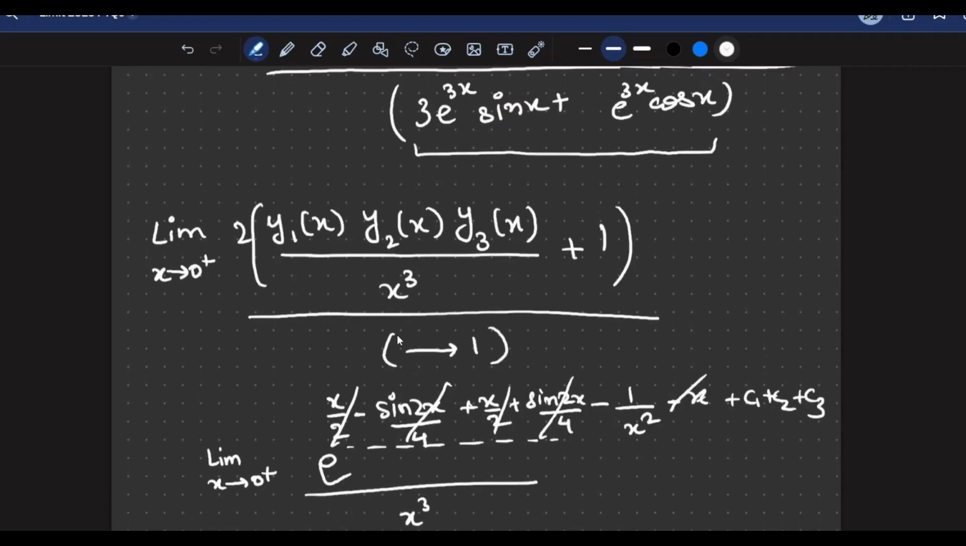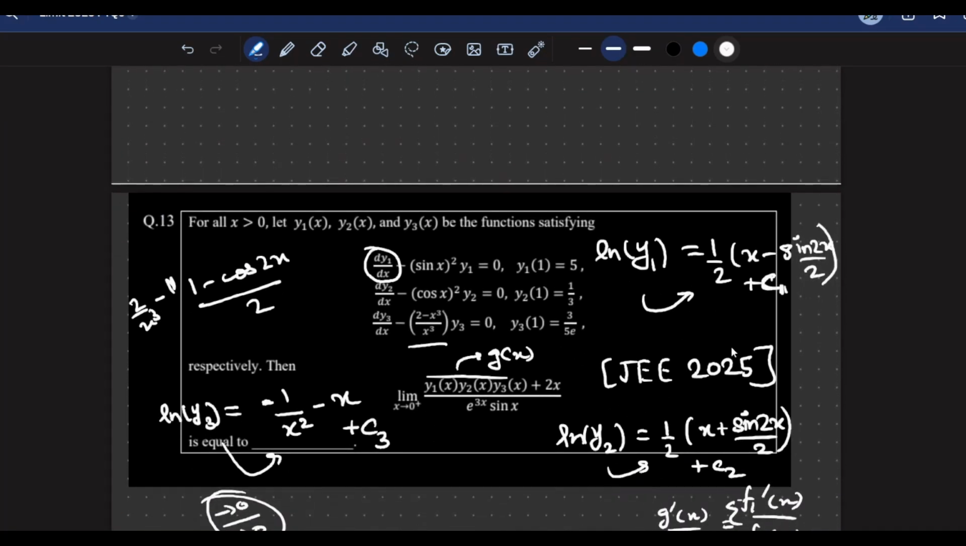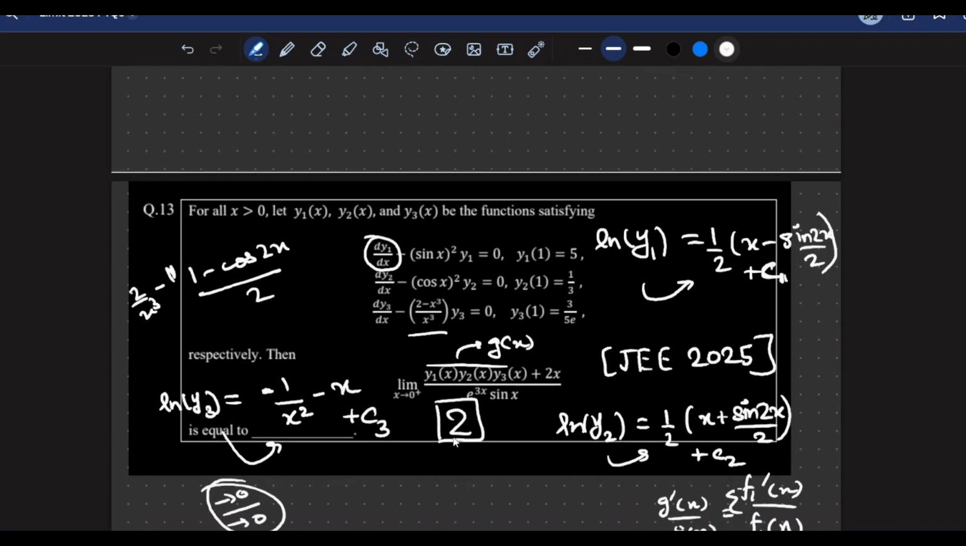Let us come back onto our expression. This term tends to 0, all right. This term is 1, and the value will be 2 times 0 plus 1 by 1. Answer is 2. Alrighty, so here the answer is 2. This was a pretty good question. Let's move on to the next question.